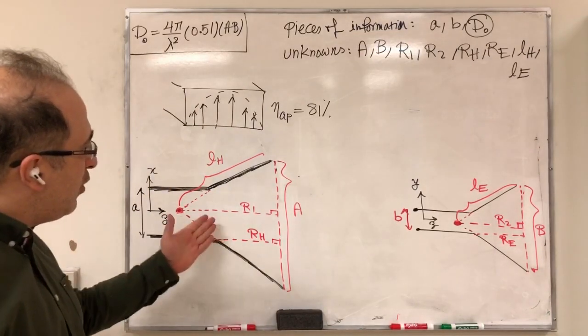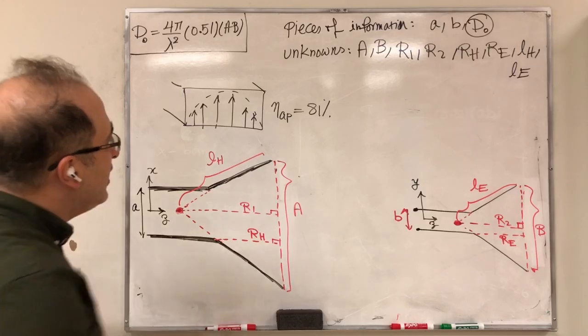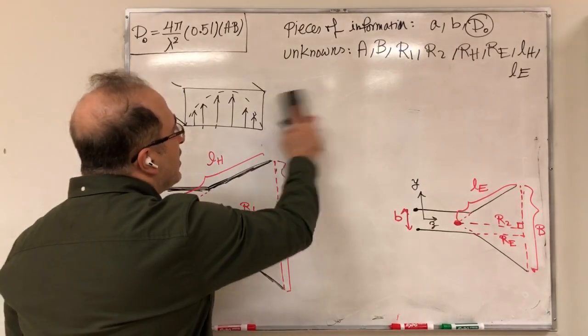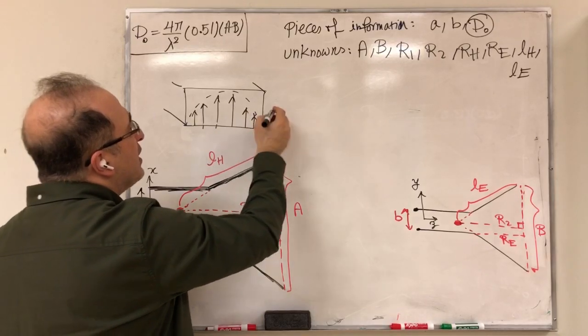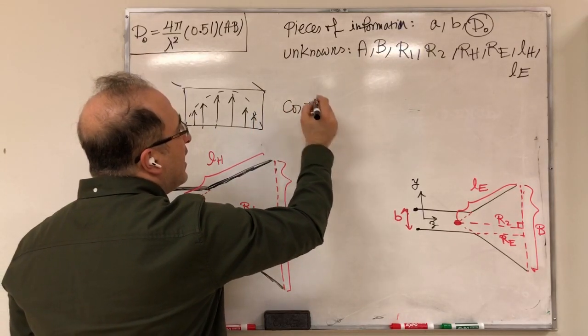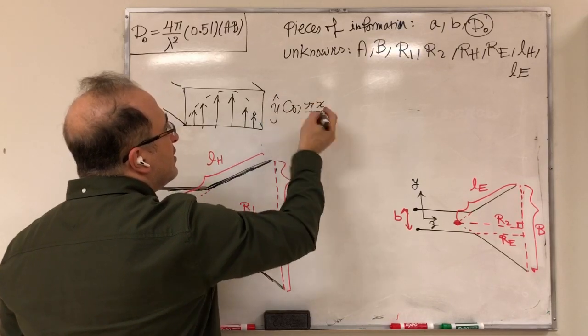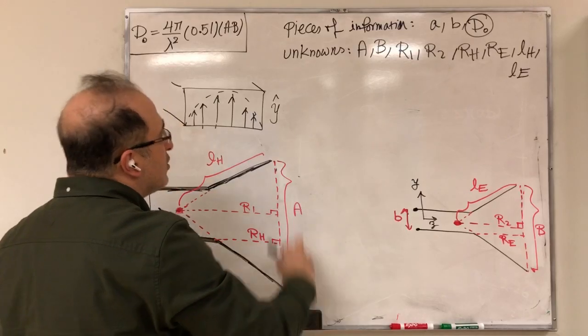Now, if you also want to see the expression of the aperture field, if you look at, for example, the field over the aperture of open-ended waveguide, we just write it as cos(pi x / a) y hat. For example, I mean, you could have a constant here too, right?